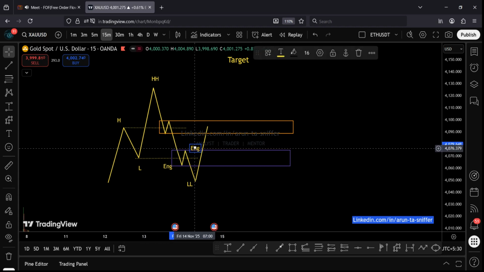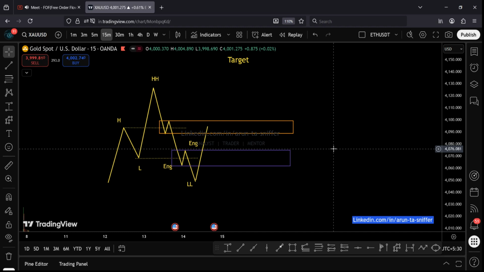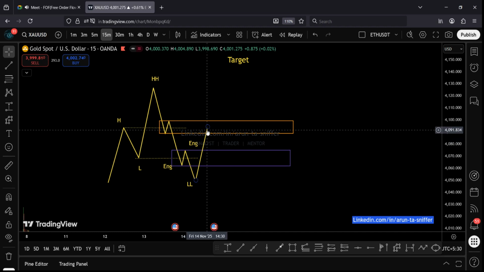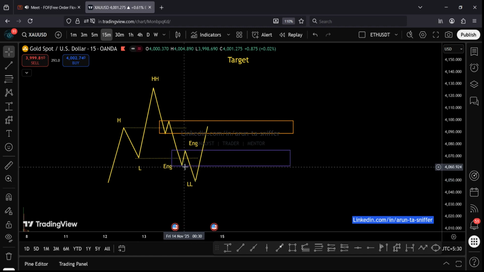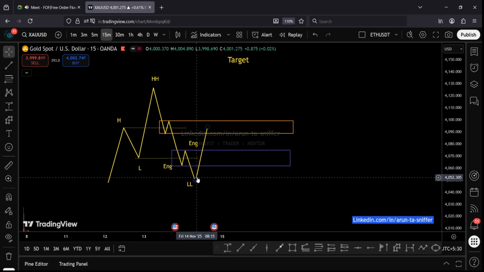Here this level is engulfed, right? So this level is engulfing and price is reaching to the DP. So what will happen? Price will come back here, right? Where will it come back? This one. If you look at this, how does this look?